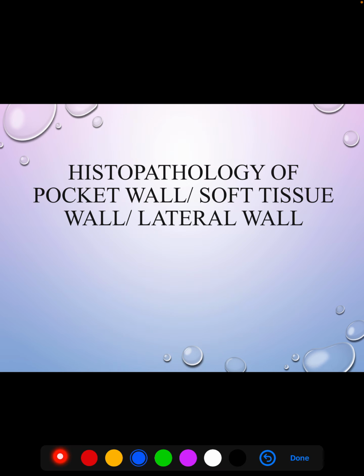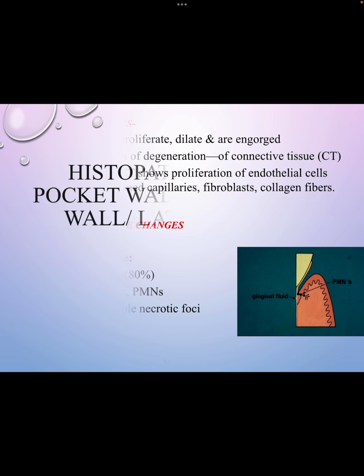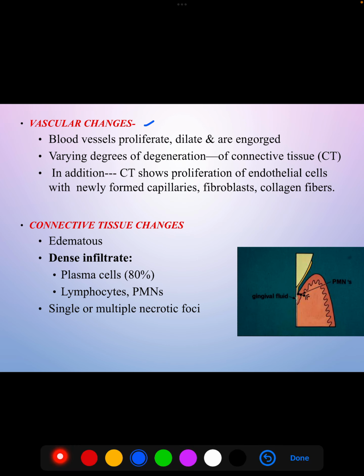Let's see the histopathology of the pocket wall, or soft tissue wall, or lateral wall. The vascular changes involve proliferation of the blood vessels. Blood vessels are dilated and engorged. There will be varying degrees of degeneration of the connective tissue also. In some areas, the connective tissue also shows proliferation of endothelial cells, newly formed capillaries, fibroblasts, collagen fibers, etc.